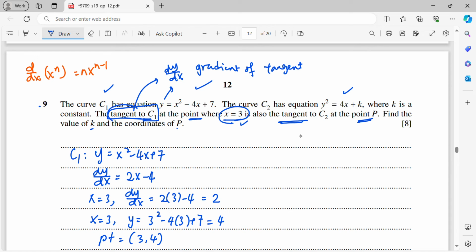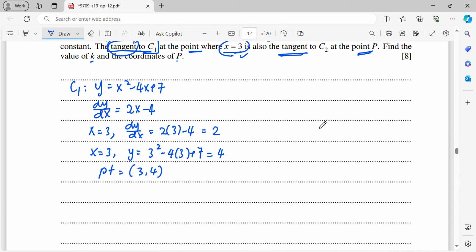Okay, and now the tangent to C1. So that means now I need to find out the equation of the tangent to C1 at (3, 4).